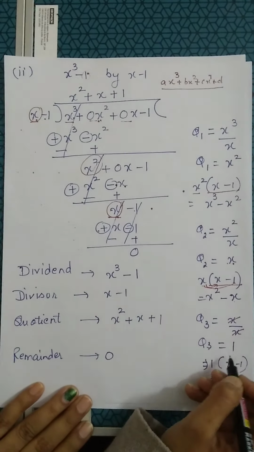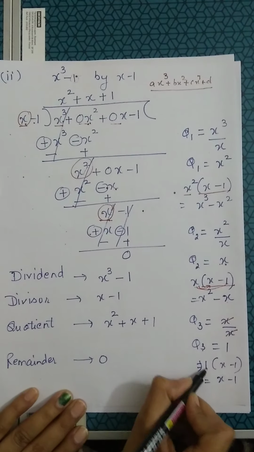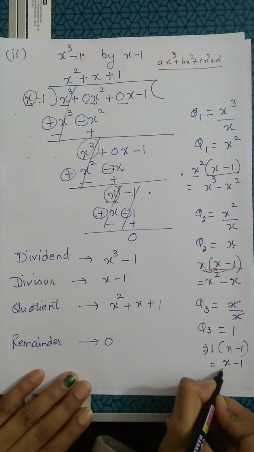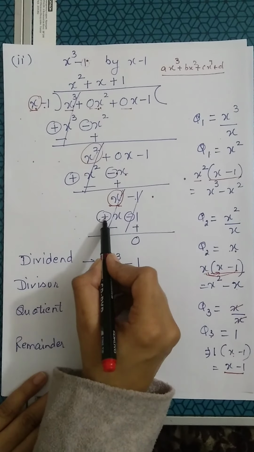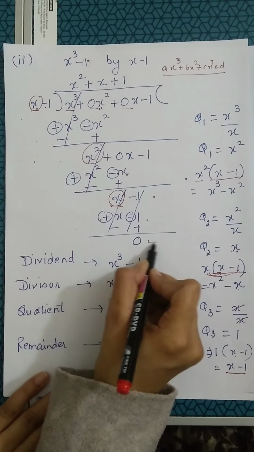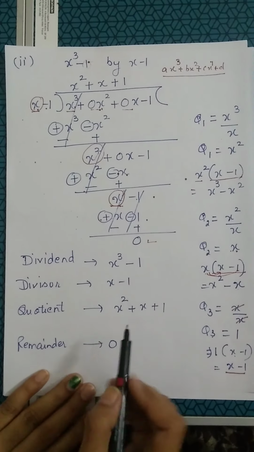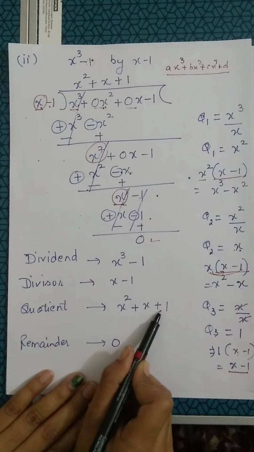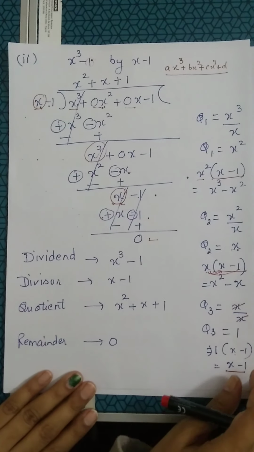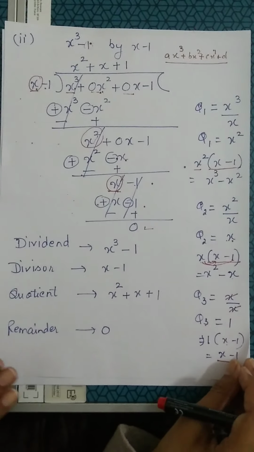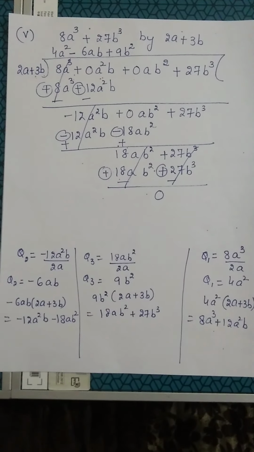X divided by x will become 1. Now this 1 will be multiplied by x minus 1. I will get x minus 1, writing like terms below like terms, and I will be solving. Hence quotient is x square plus x plus 1 and remainder is 0. So this is how we will be dividing polynomials.